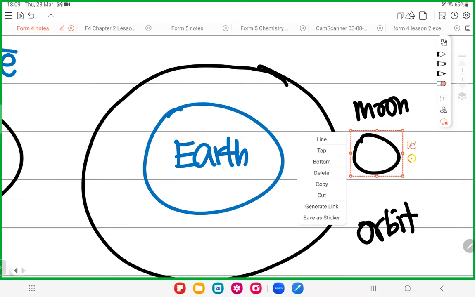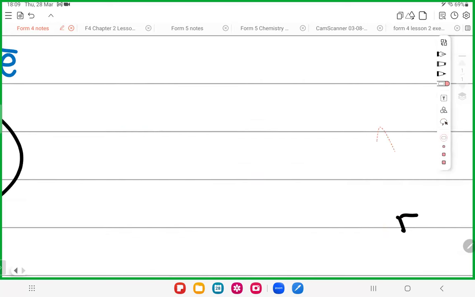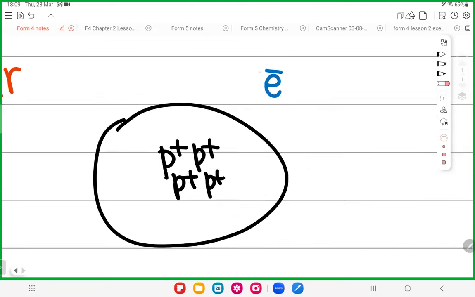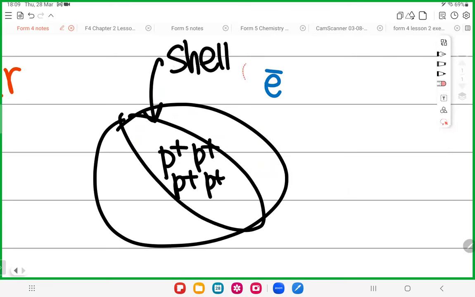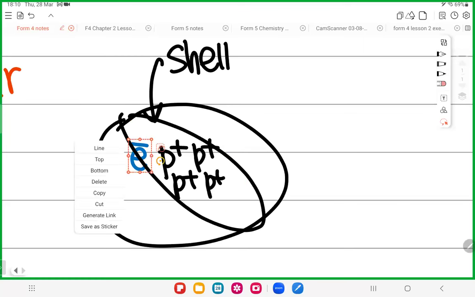Now we will use the same idea here in chemistry. The electron is just like the moon. The electron is moving in its own orbit, and this orbit is called a shell. So the electron is moving in the shell. We draw the shell like an ellipse. Do you only have one shell?